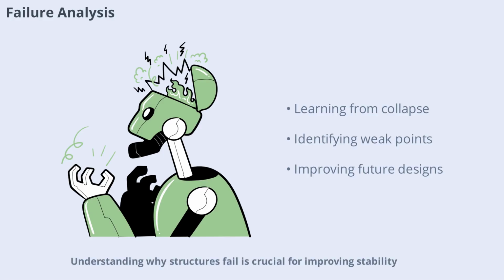Understanding why structures fail is crucial for improving stability. Engineers study past collapses to identify weak points and design flaws. This process, known as failure analysis, leads to better building codes and safer designs. Learning from mistakes ensures that future structures are more resilient and less likely to experience catastrophic failure.